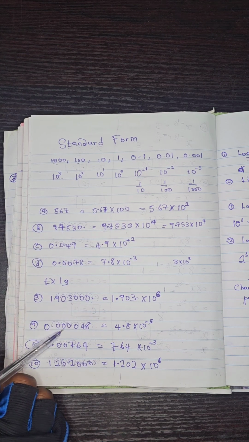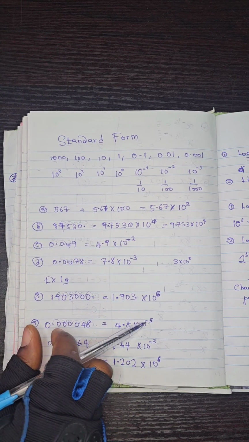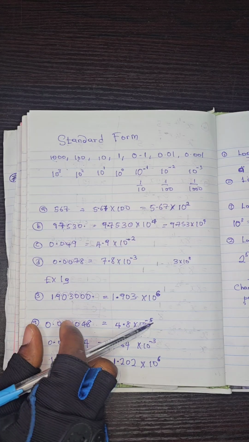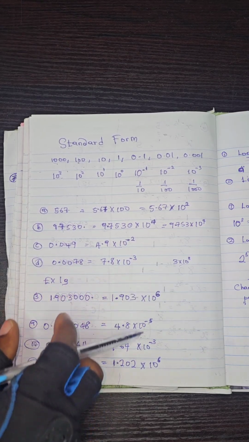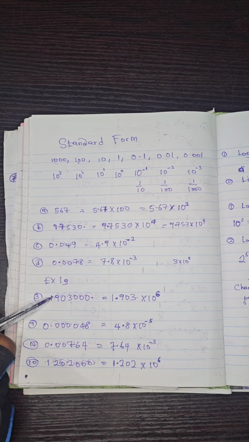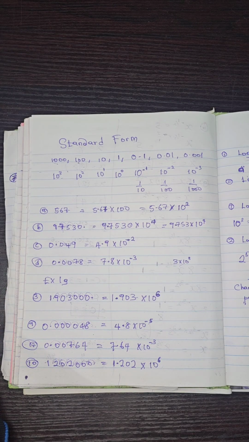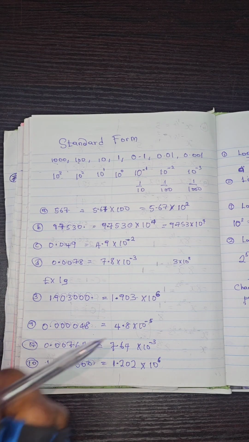For this case, you have 0. Here, the characteristics for this one is -5. For here, the characteristics is -3. So the power of 10 when you convert that number to standard form is the characteristics. And I taught you how to do standard form.